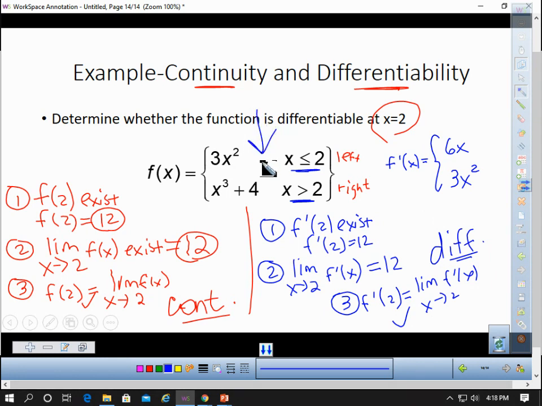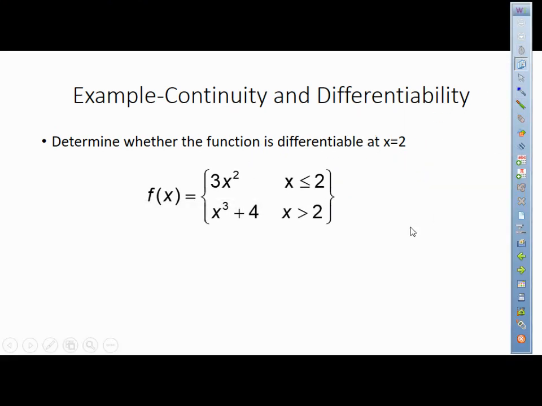So this problem is differentiable because the derivative is continuous. That's what that means. To be differentiable means that your derivative is continuous. All right, so there's an example of continuity and differentiability. And to be differentiable, you have to check the continuity first, because you can't be differentiable if you're not continuous everywhere. All right, so that's the review on that.